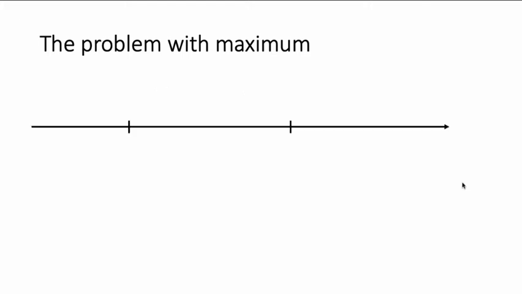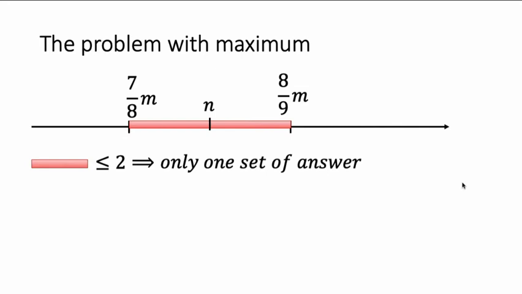So let's draw it on a number line, where 7m over 8 is here and 8m over 9 is here. Then n must be somewhere in this region. We said that there is only one set of answer, which means that the length of the region must be lesser than 2. Only this can get that there is only one set of answer, because if it is greater than 2, then there must be two integers in this region.